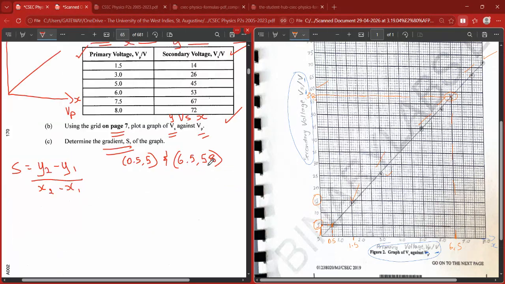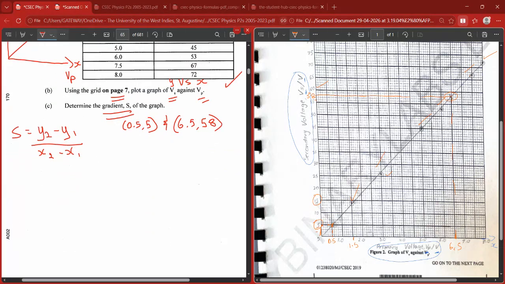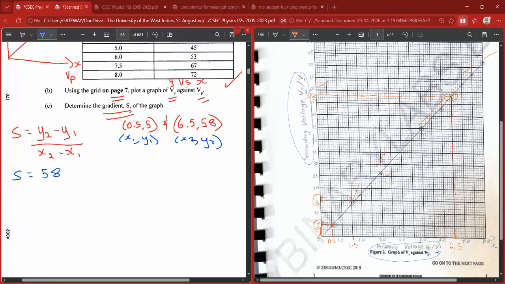Now we have to find the gradient. So the gradient S will be, well, I will call this one x1, y1 and this one x2, y2, and I would substitute it. Replacing y2 with 58, minus I'm going to replace y1 with 5, all over, I'm going to replace x2 with 6.5, and I'm going to replace x1 with 0.5.